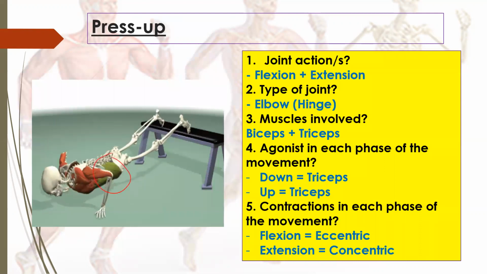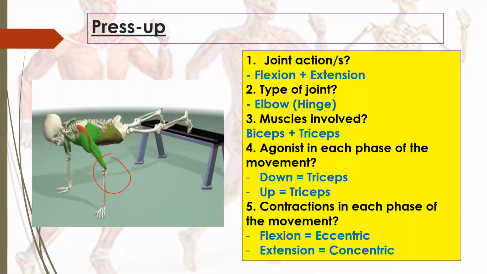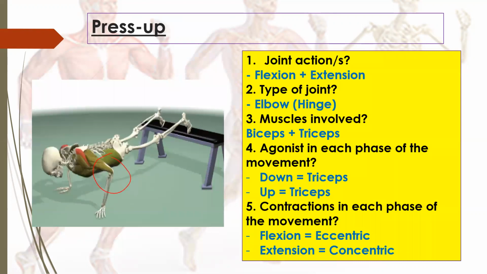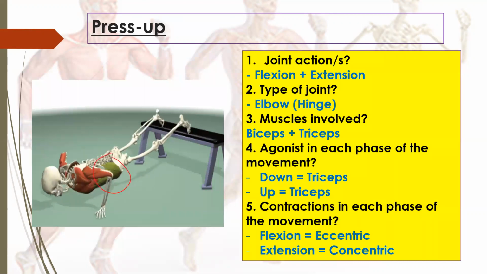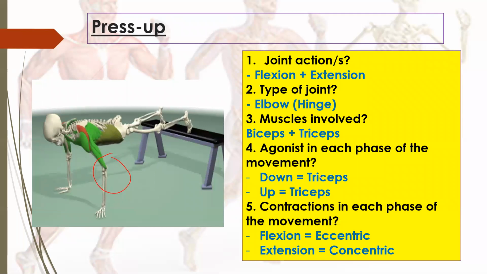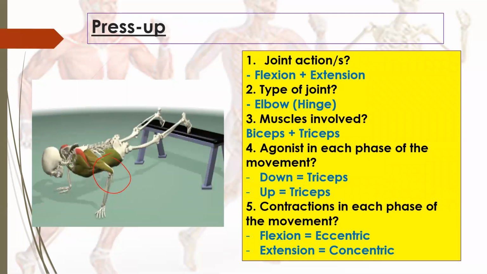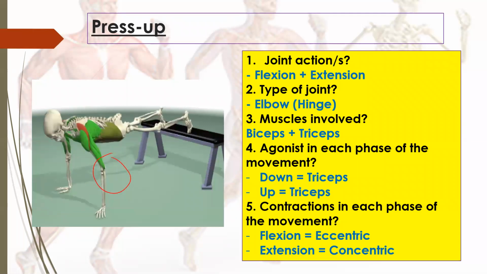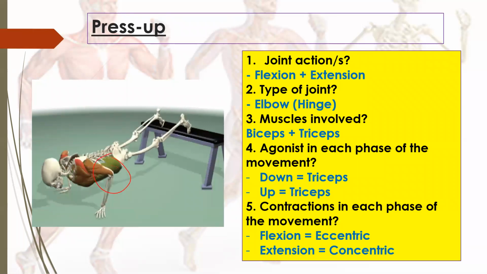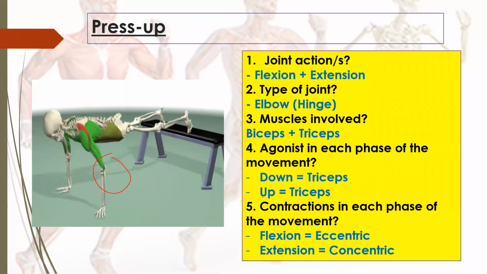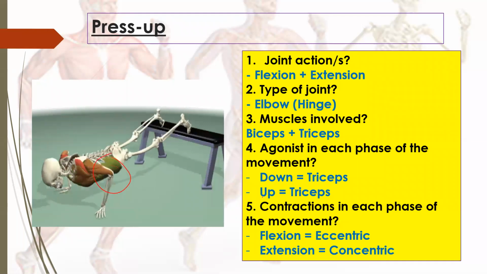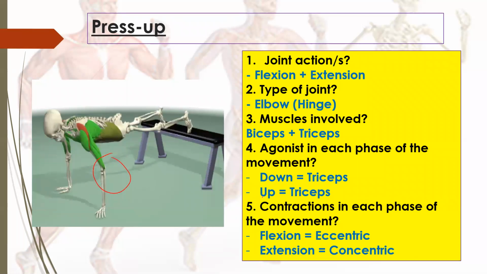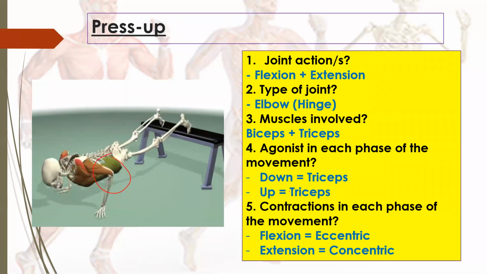Agonist in each phase. So during that downward phase, the triceps are working. If you do a press up now, but do it really slowly, on the way down, you'll feel your triceps burning. That's the contraction. On the way up, the triceps are also the ones responsible for that movement. So on the way up, what type of joint action is that? On the way up, that's extension as you're straightening the arm. So you would expect the triceps to be the agonist there.